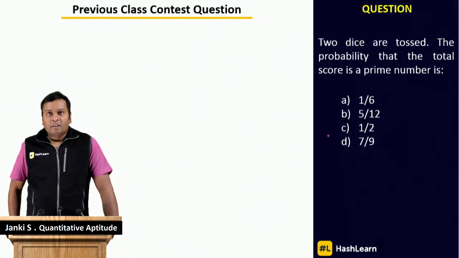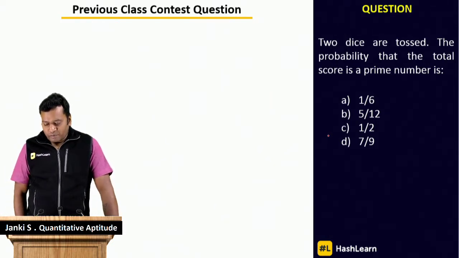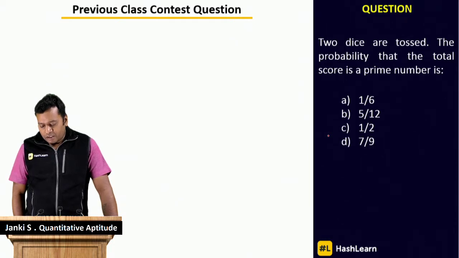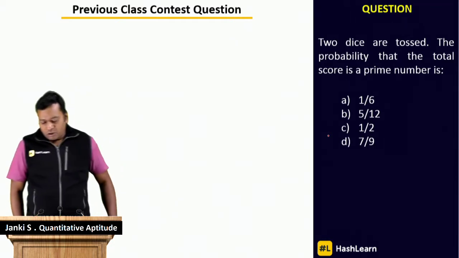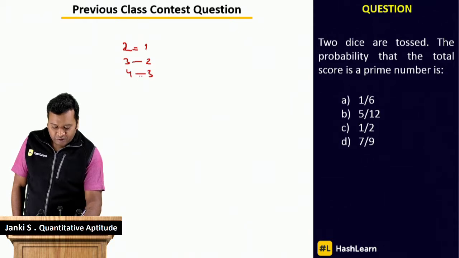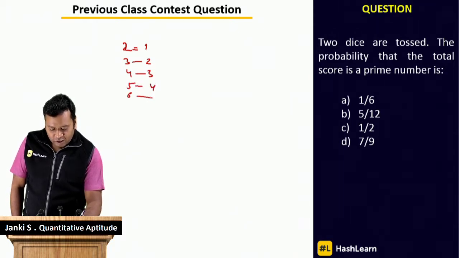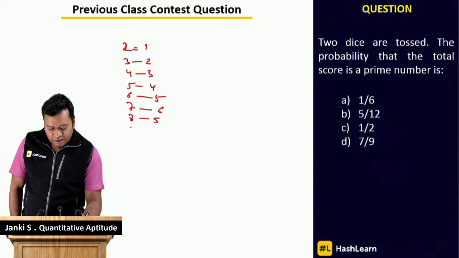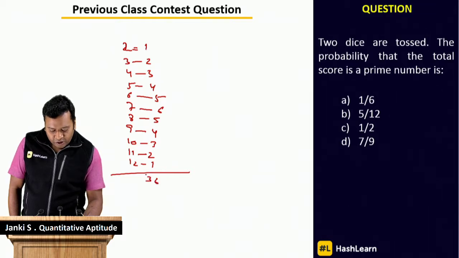So let's talk about the previous class contest question. 2 dice are tossed. The probability that the total score is a prime number is, right? So if 2 dice are rolled, remember my condition was when it's 2 are exactly one way, 3 2 ways, 4 3 ways, 5 4 ways, 6 5 ways, 7 6 ways, 8 again it's 5 ways, 9 is nothing but 4 ways, 10 3 ways, 11 2 ways, and 12 1 way will be there. Altogether 36 ways are there.